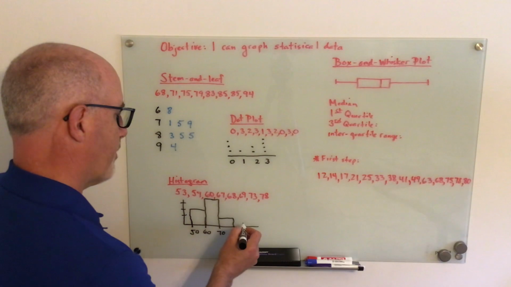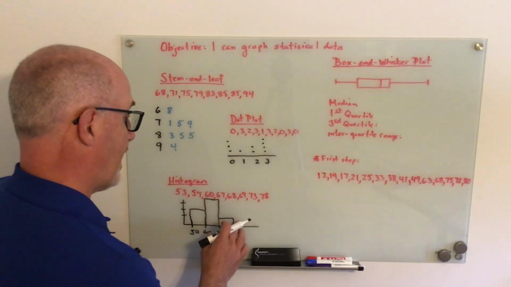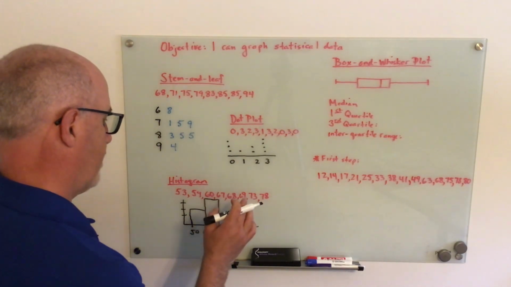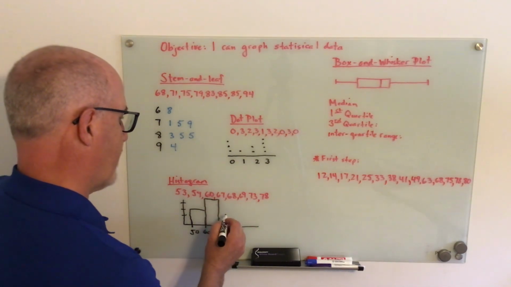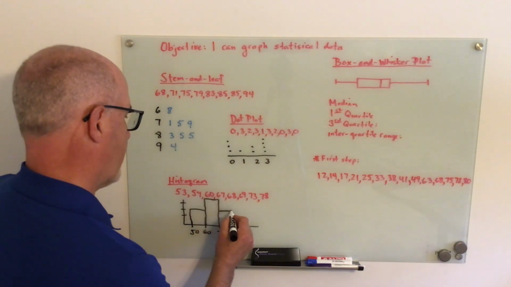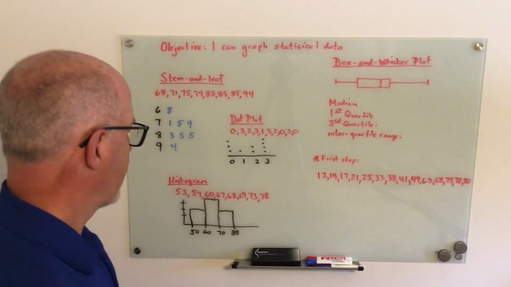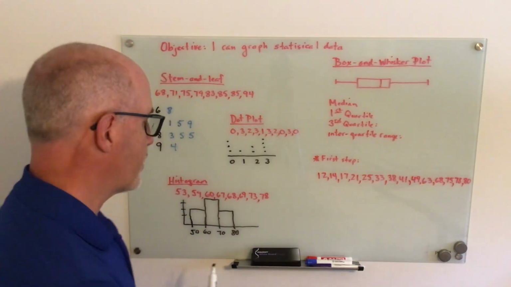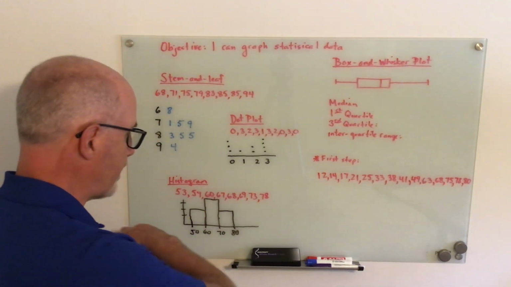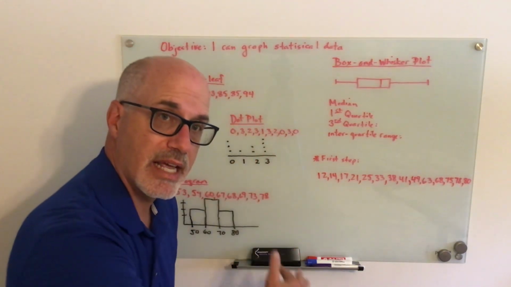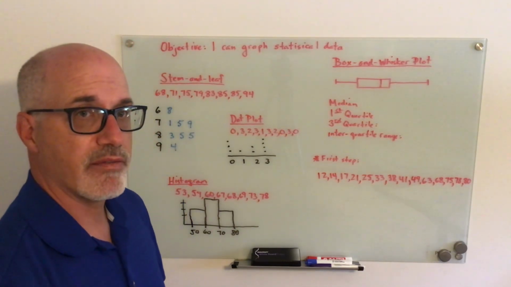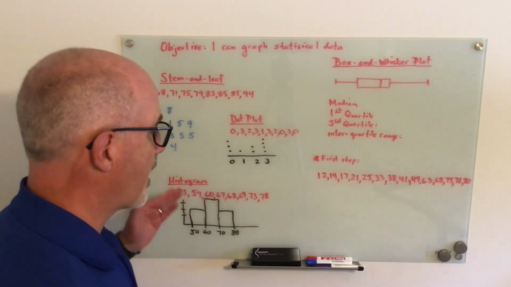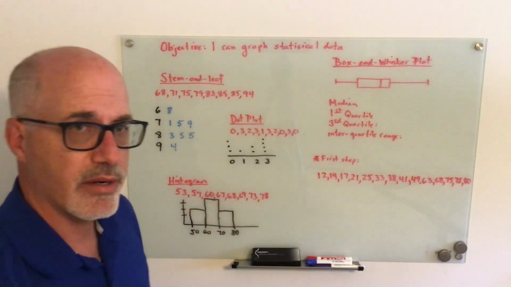And then from 70 to 80, we have 2 of them, 73 and 78. So we go 2 here. Okay, and that would be our histogram graph. And this kind of shows, this is called a symmetric graph. When you see it kind of going up and then coming back down, that's called a symmetric graph. And later on in other classes, you'll talk about what are called normal distributions, where a lot of graphs go up and then they come back down in data.